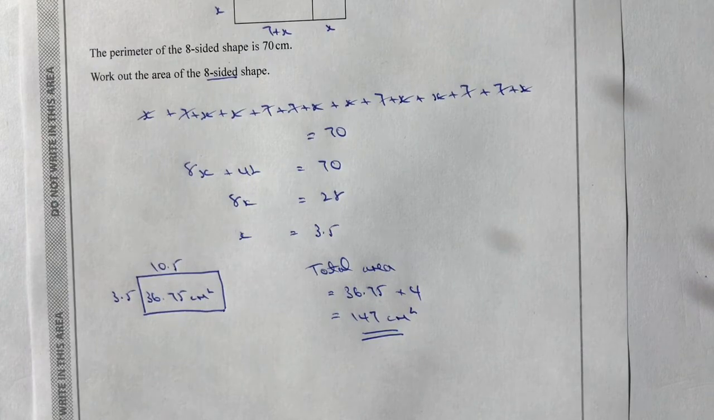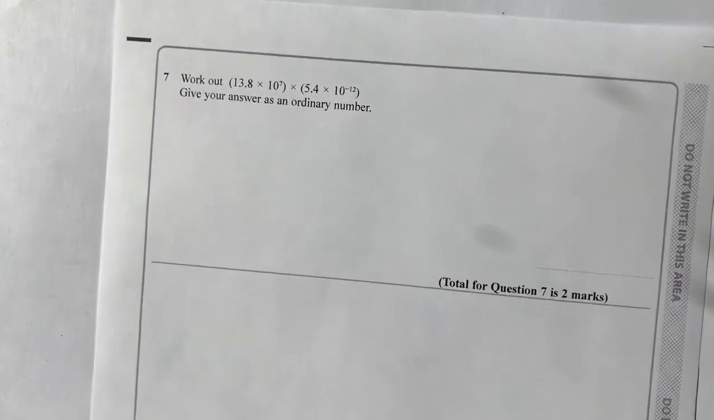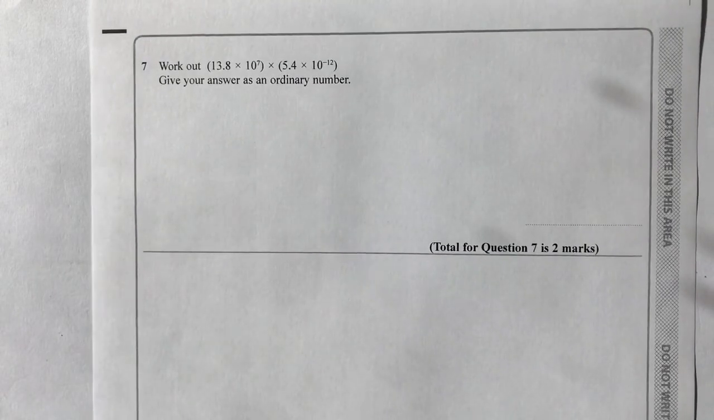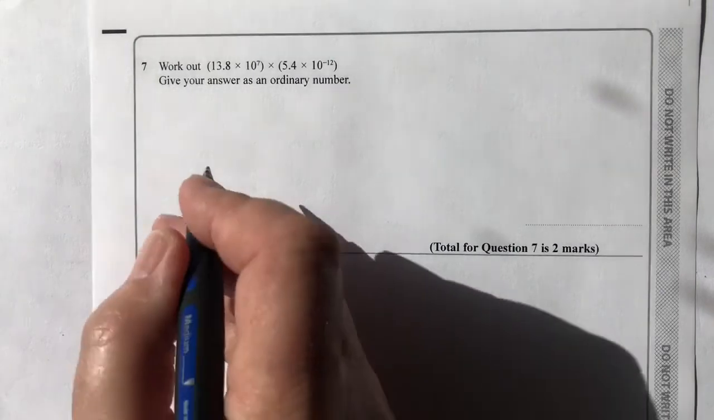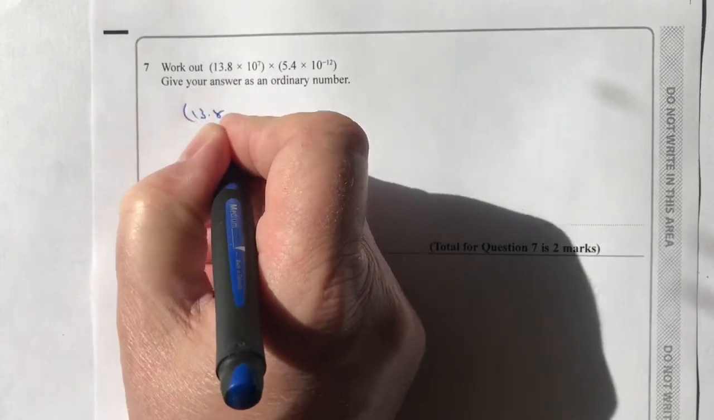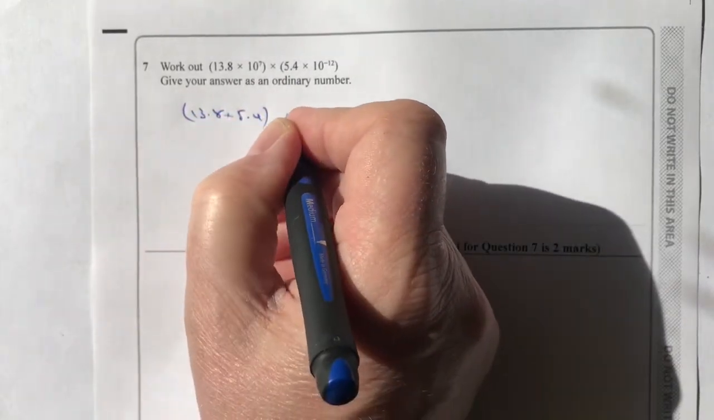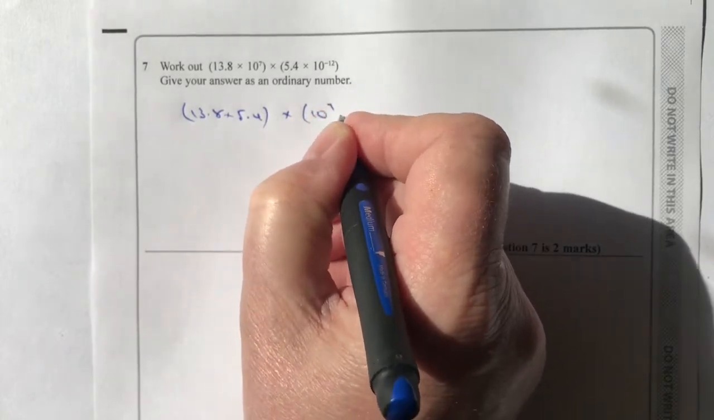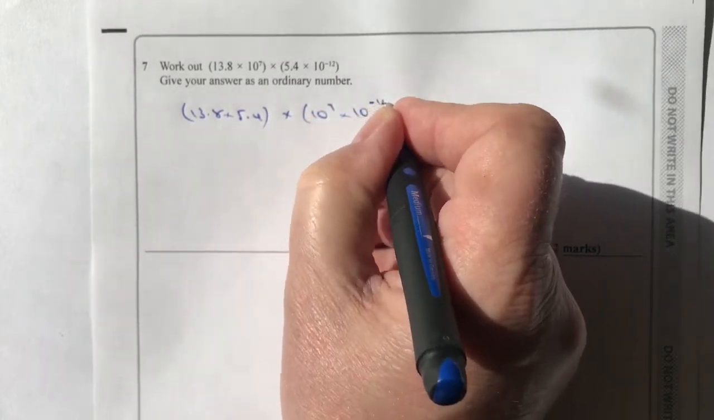Okay, I think we'll do one more, which is going to be question number 7, and then we'll stop at this particular point. So we'll move on then to question number 7. Work out this and give your answer as an ordinary number. So again, you can use a calculator for this, it's no problem at all, but what I would do is keep the actual calculation separate from the standard form element of it. So what we've got is 13.8 multiplied by 5.4, and then the standard element is going to be 10 to the power of 7 times 10 to the power of minus 12.